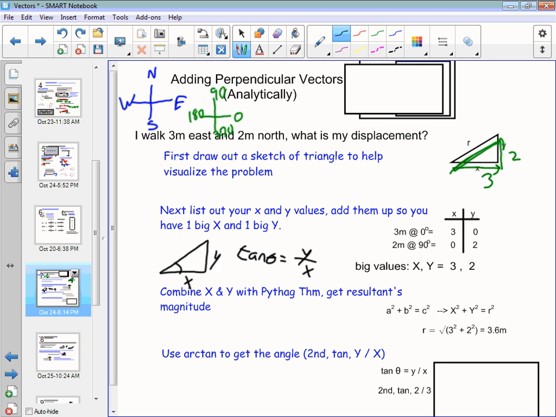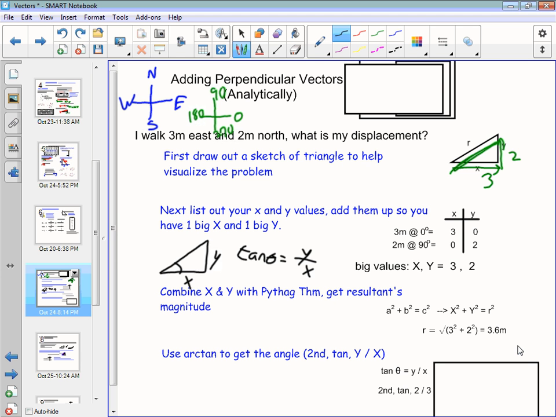But I don't want tan theta. I want just plain theta. So you say, oh, that's fine. We'll divide through by tangent. Cannot divide through by tangent. Tangent is a function.